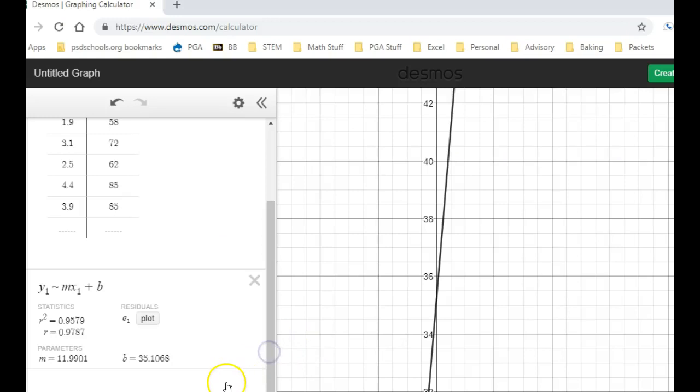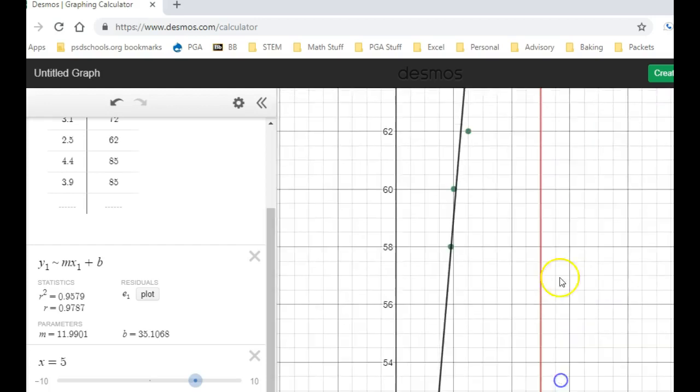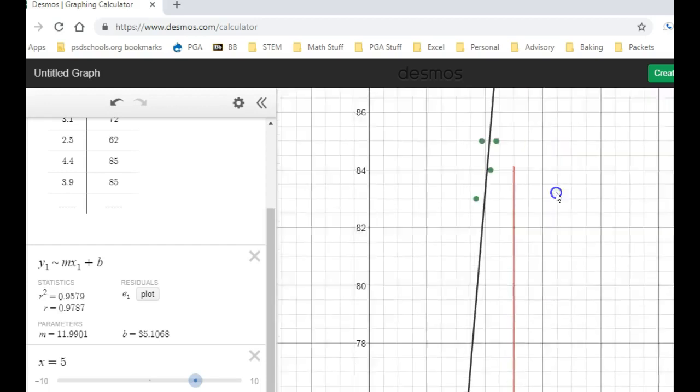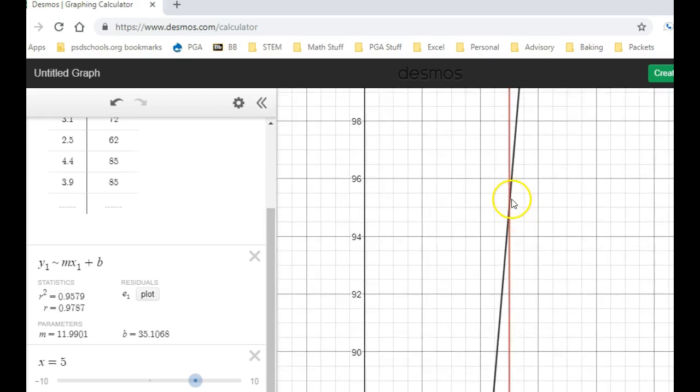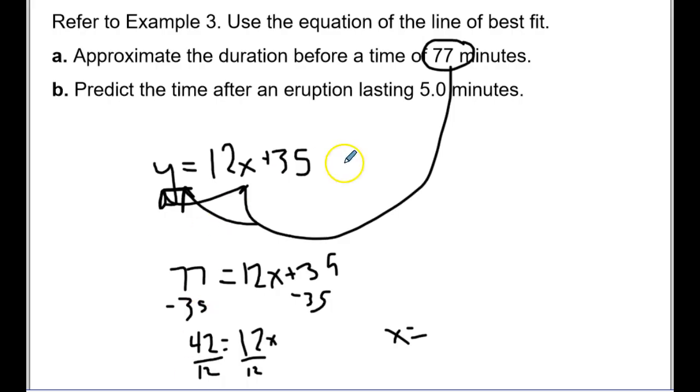If I want to use Desmos, I can click on a third line, and I know I'm dealing with my x values. So I'm going to say x equals 5. You'll see that those are now both plotted on the same graph. I can zoom in to where they intersect. Using Desmos, I just click on them both, and it gives me that point of intersection. So I would say that at 5 minutes, my y value would be 95.057, because that's where those two lines intersect. So I can either solve it algebraically, or I can solve it using Desmos.